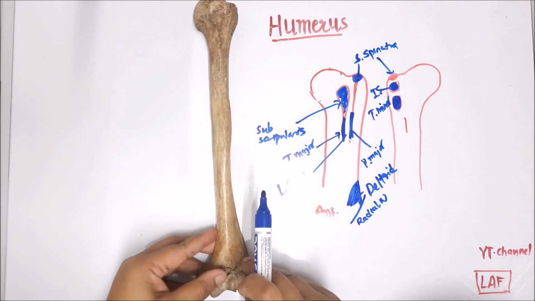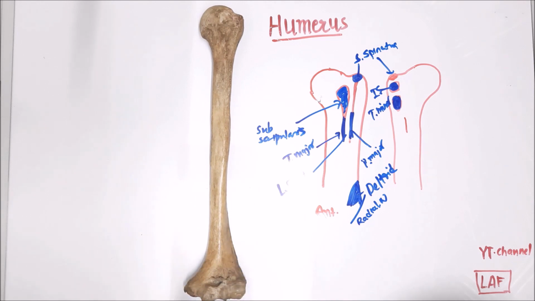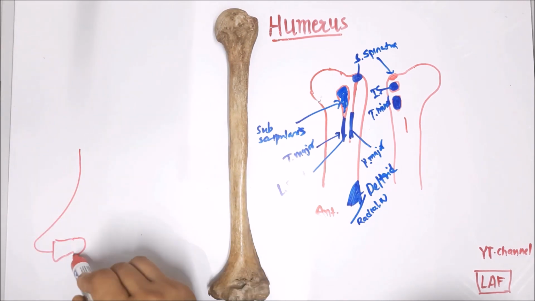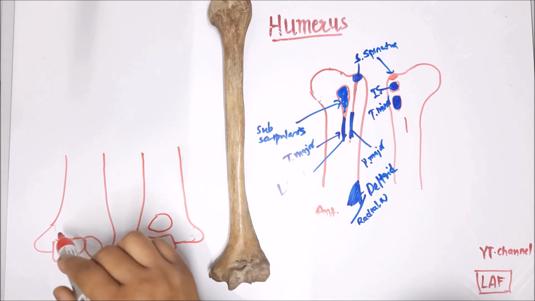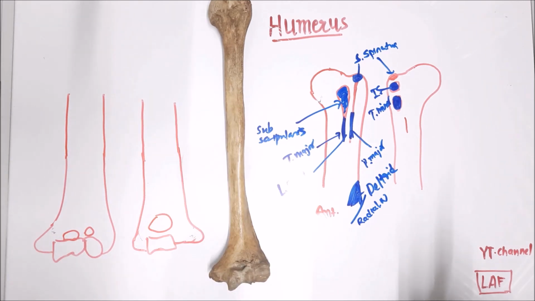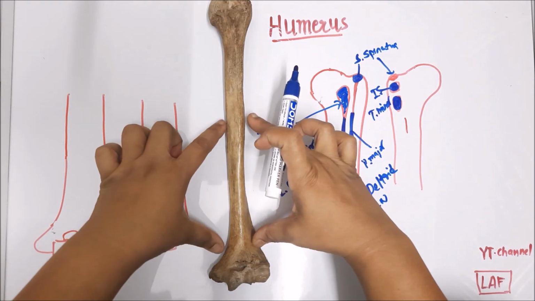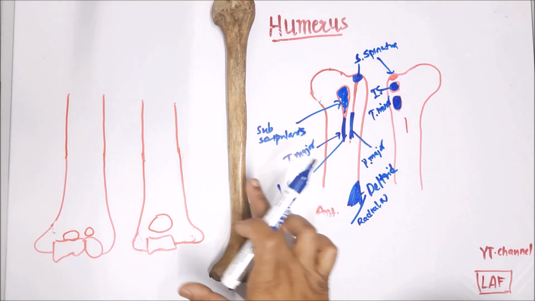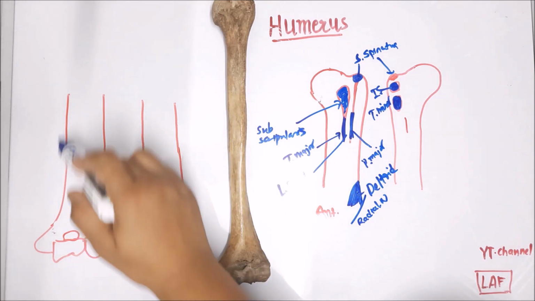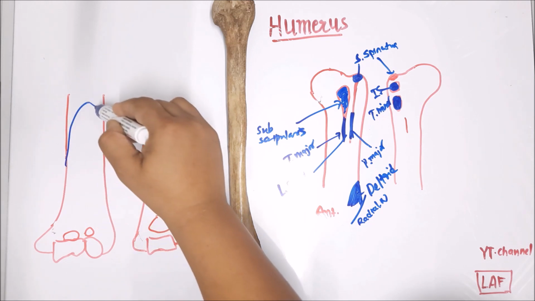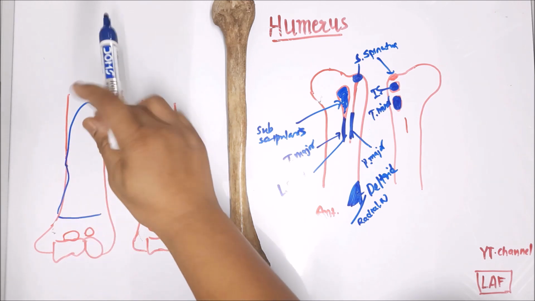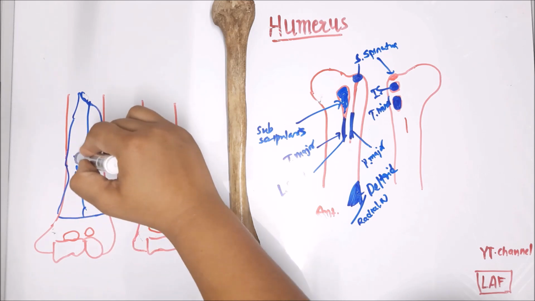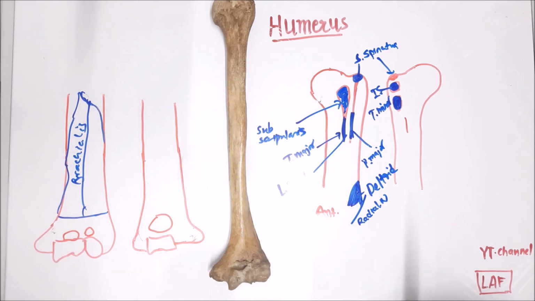Then the attachments on the shaft and lower end. On the shaft at the lower two-thirds portion, the medial and anterolateral surface, this entire area gives origin to the brachialis muscle. So the lower end has origins.